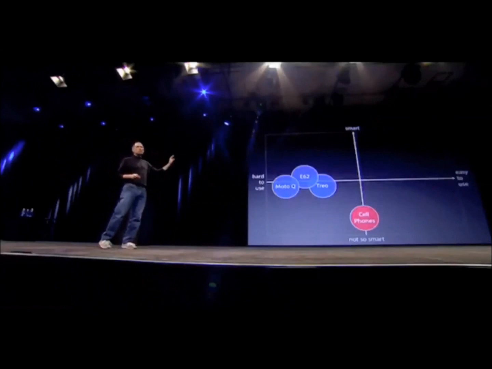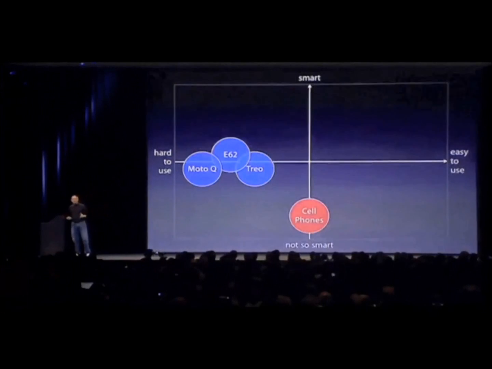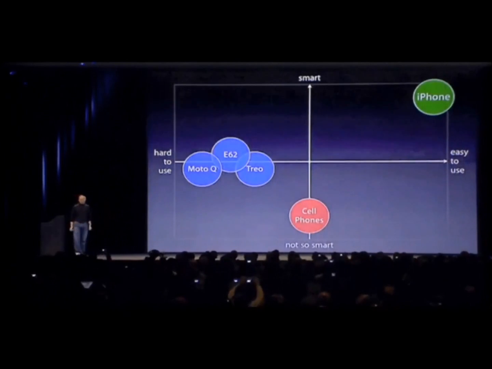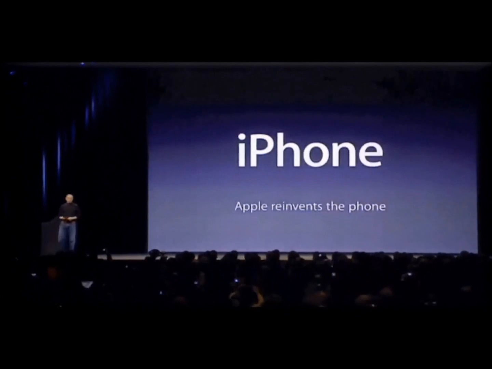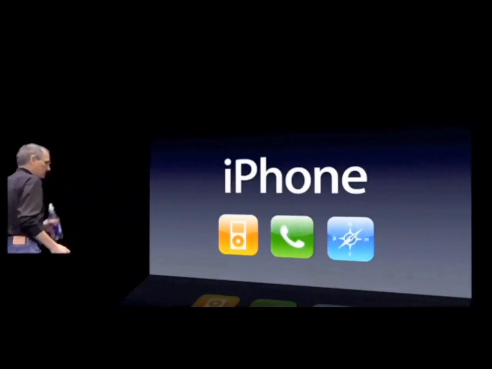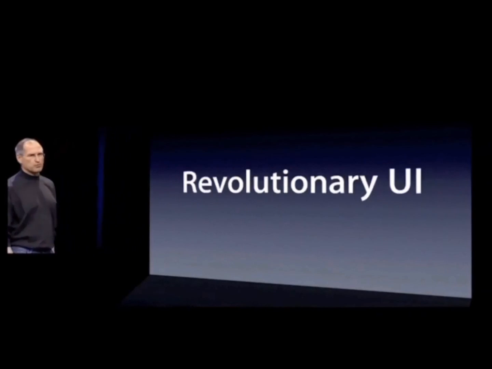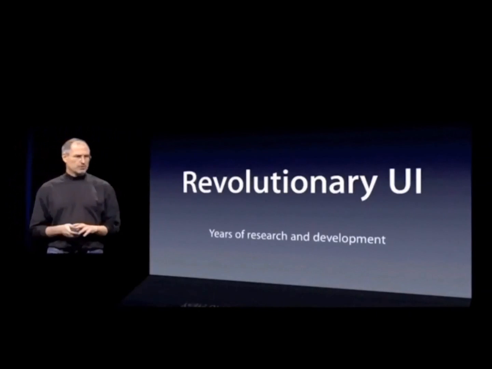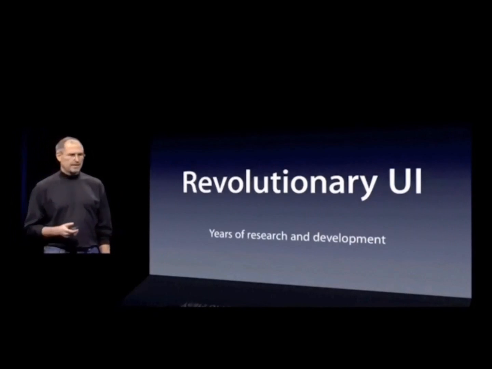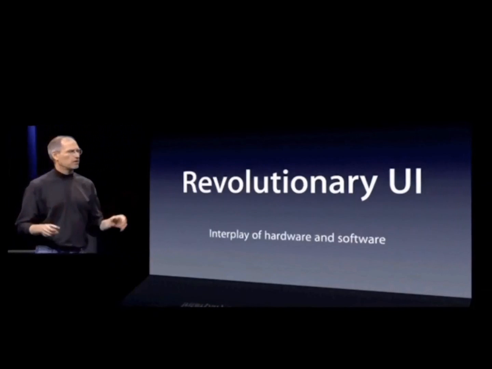Well, we don't want to do either one of these things. What we want to do is make a leapfrog product that is way smarter than any mobile device has ever been and super easy to use. This is what iPhone is. Okay? So, we're going to reinvent the phone. Now, we're going to start with a revolutionary user interface. It is the result of years of research and development, and of course it's an interplay of hardware and software.